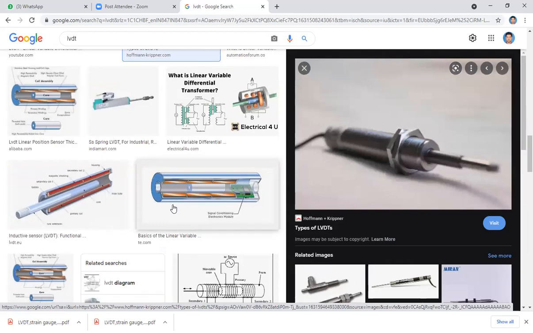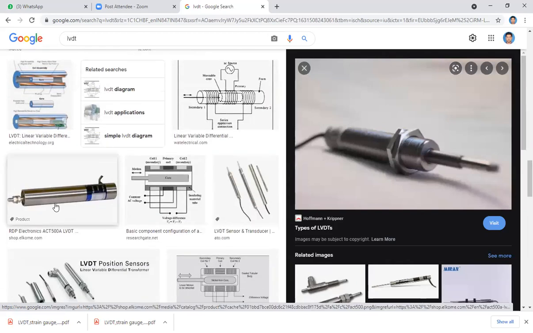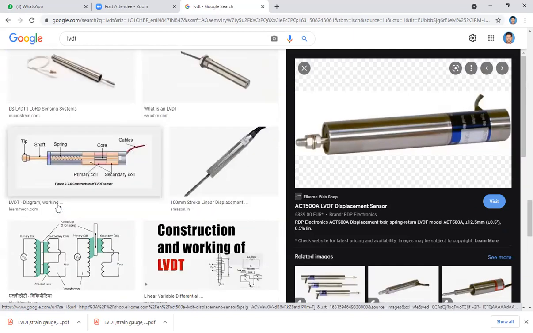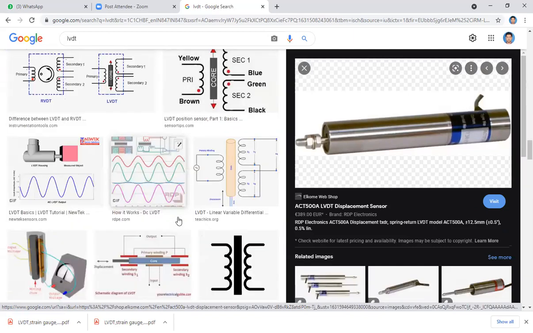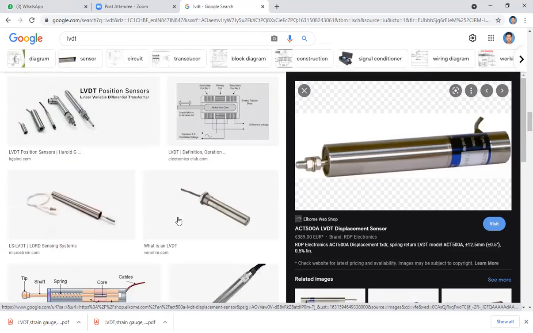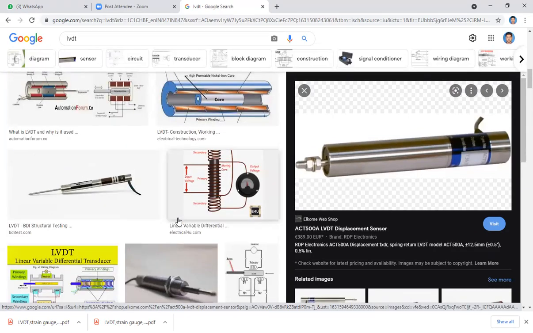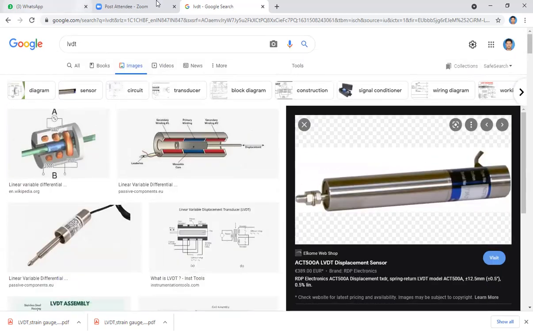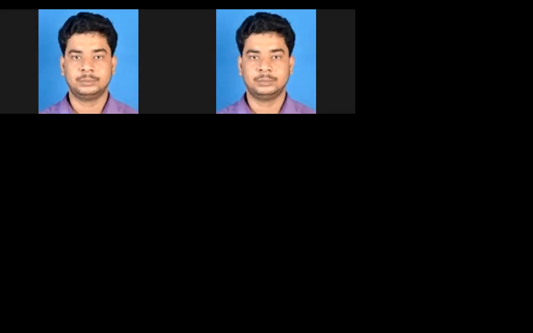Okay, so this is one type of LVDT. This type of LVDT is used for linear motion, even in robotics, where LVDT is used for the measurement of linear motion. So any doubt in the LVDT? Any doubt?